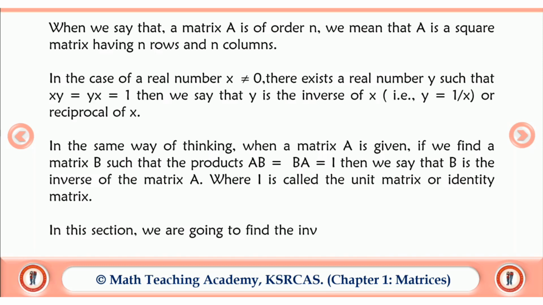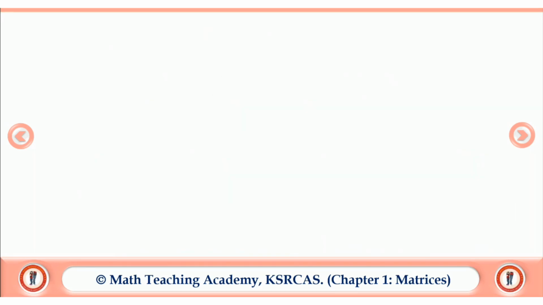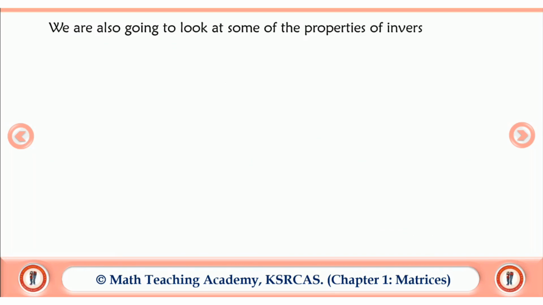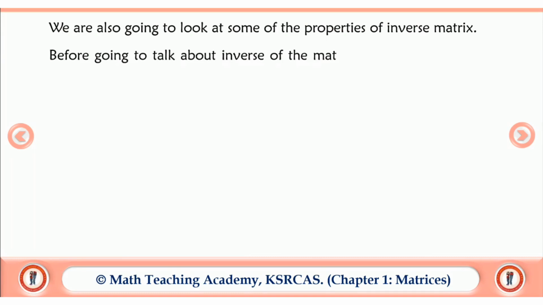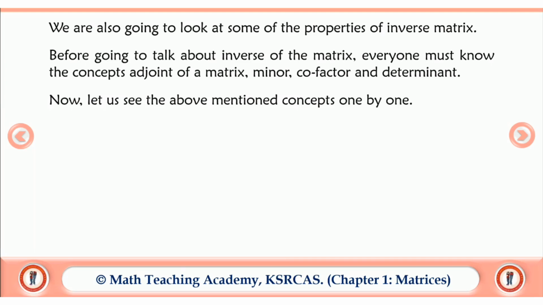In this section, we are going to find the inverse of a non-singular square matrix and prove that a non-singular square matrix has a unique inverse. We are also going to look at some of the properties of inverse matrix. Before going to talk about inverse of the matrix, everyone must know the concepts adjoint of a matrix, minor, cofactor and determinant. Now let's see the above mentioned concepts one by one.